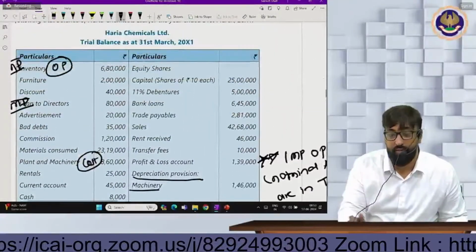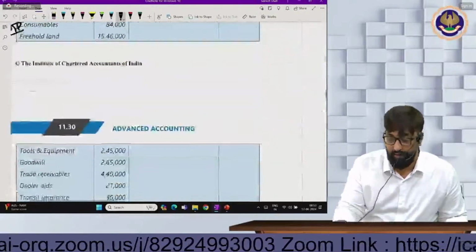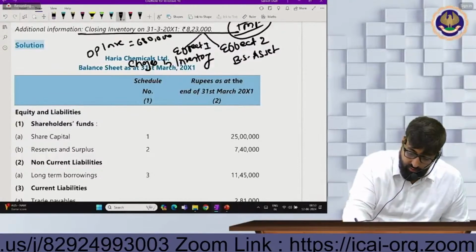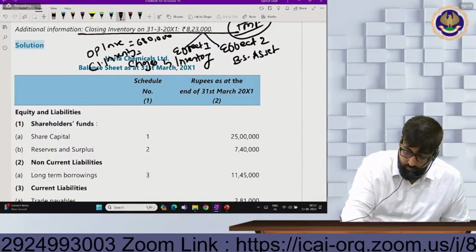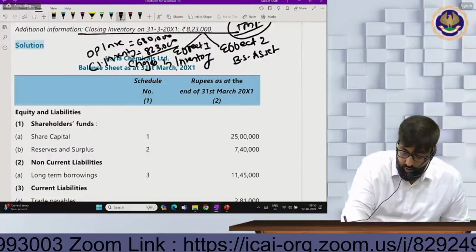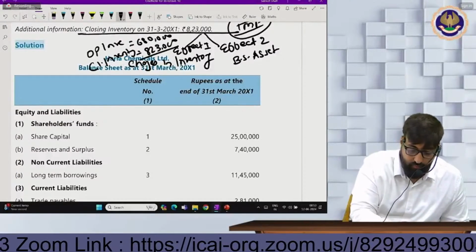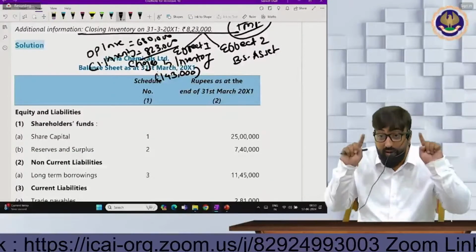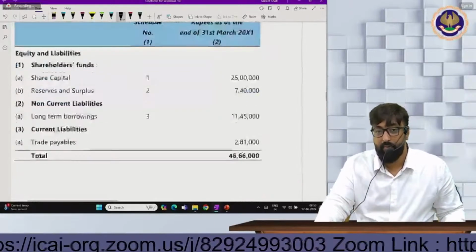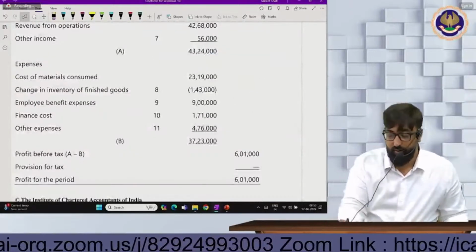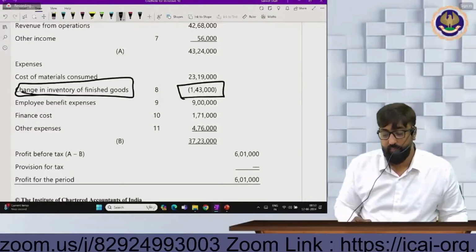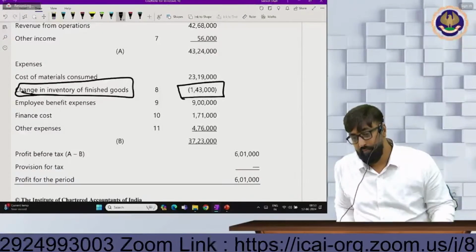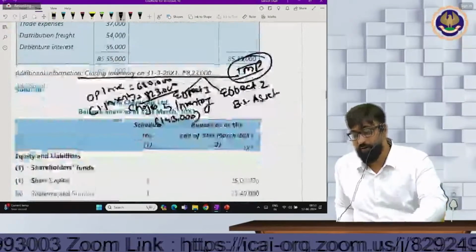Now see friend, your opening inventory is 6,80,000. And your closing inventory is 8,23,000. So how much are you going to write in the changes in inventory? 1,43,000 in negative. But the credit balance is more, so you will write it as a negative figure. Check 143. You're getting it as a negative figure. Is the whole picture clear? Yes, sir. So you will see 143 as a negative figure.